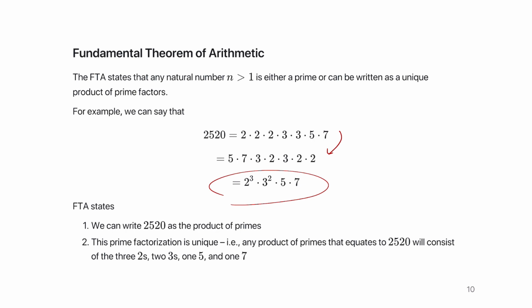Regardless of the order, any product of primes that equates to 2520 will be the product of 3 2s, 2 3s, 1 5, and 1 7. Is that clear? So it states that this prime factorization exists and that it's unique. Any questions with this idea?